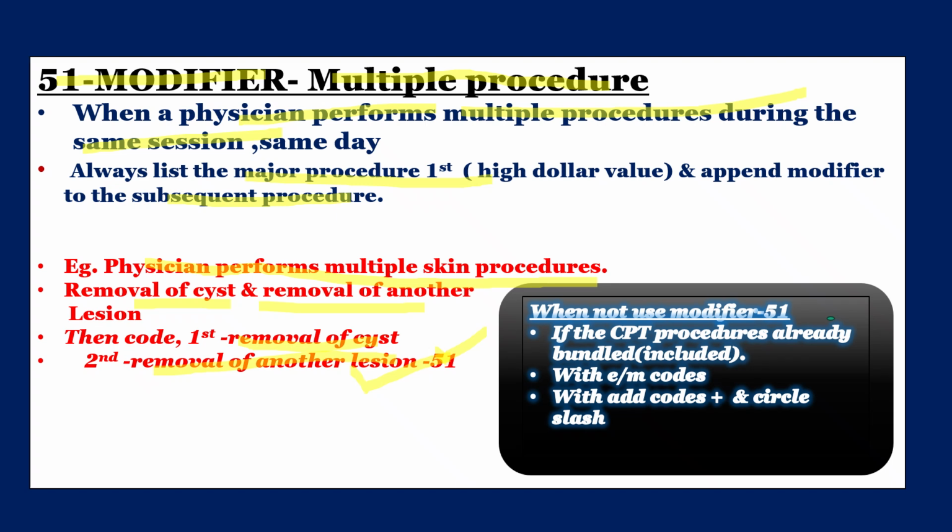And when not to use modifier 51: if the CPT procedures are already bundled, it means included. When the CPT procedures are included, then we should not code separately. In that case we should not append 51 modifier with E/M codes, with add-on codes, and with circle slash codes. This is a very important one.